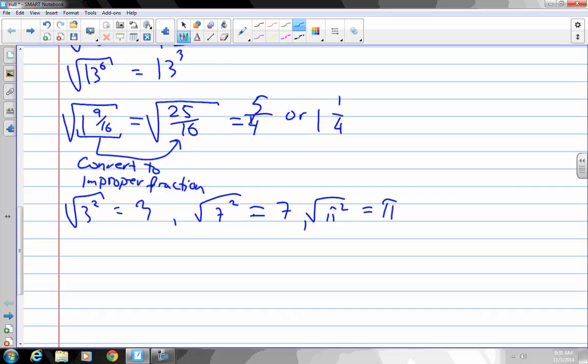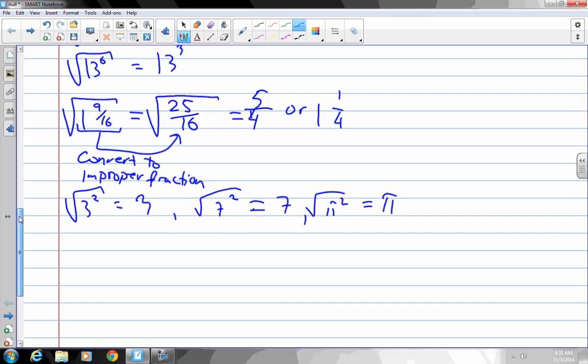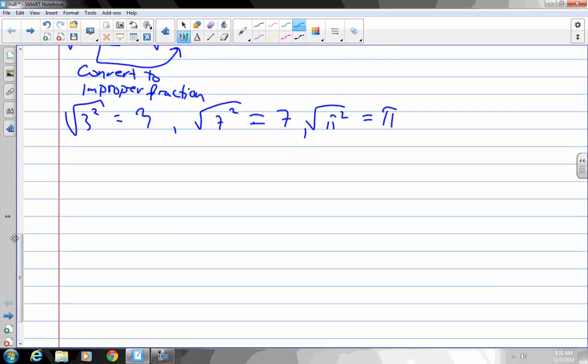Is everybody happy with this? Squaring and the square root seem like two opposite operations, so you were just basically taking the base of that exponential expression. What if I ask you these questions? Square root of -3 squared, square root of -7 squared, and the square root of -pi squared.